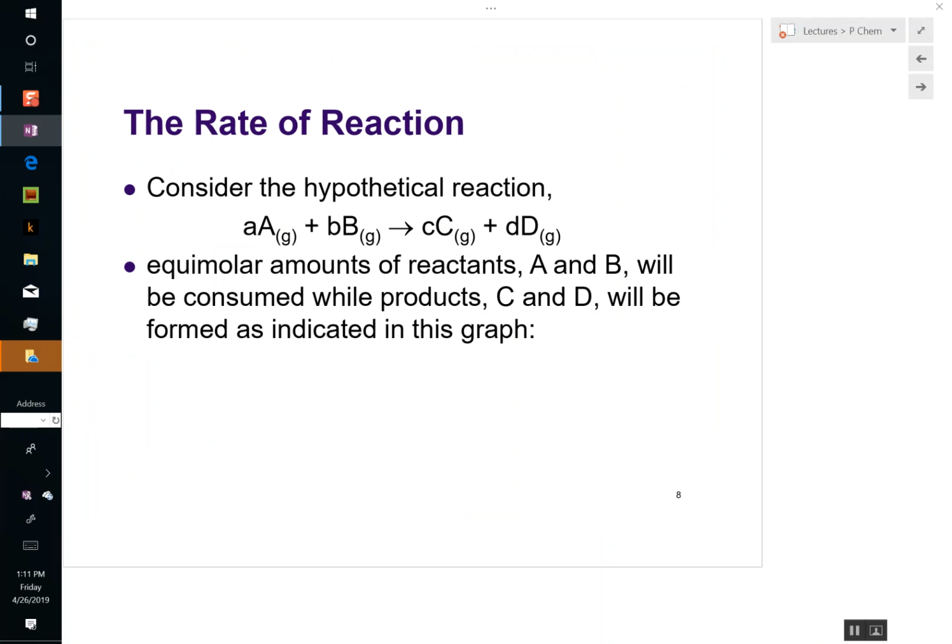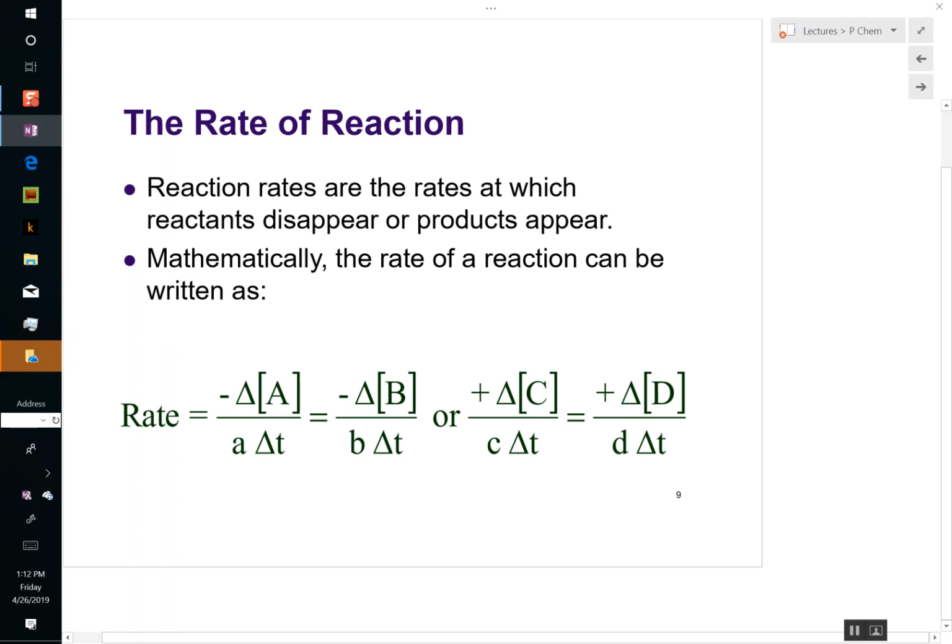Let's consider a hypothetical reaction where the lowercase letters are the coefficients, and the uppercase letters are the compounds in the reaction, elements or compounds. So you have this reaction, and you could express the rate of that reaction in 4 different ways. You could express it with respect to A. What is the rate of that reaction in terms of the disappearance of A? It's minus 1 over the coefficient times delta A over delta T. Or B, it's equal to minus 1 over the coefficient of the change in B with respect to time, or plus 1 over C. Should have had that reaction up there again, etc.